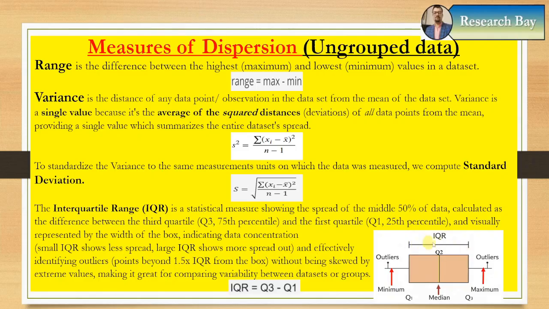So the interquartile range is the difference between Q3 and Q1. The smaller it is, the lesser is the spread of your data, it's more concentrated, and the larger the interquartile range, the more dispersed the data is, right? So if you have two different data sets, you can compare them on the spread using interquartile range. One having a smaller IQR shows less spread, and the one having a larger IQR shows more spread out data.